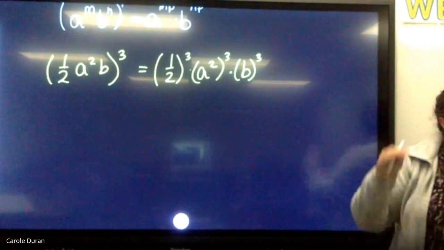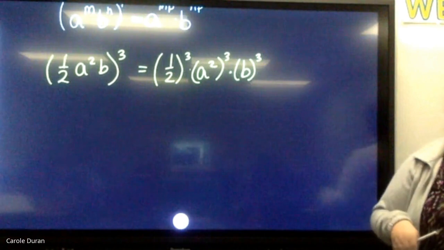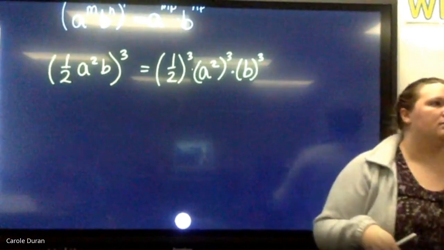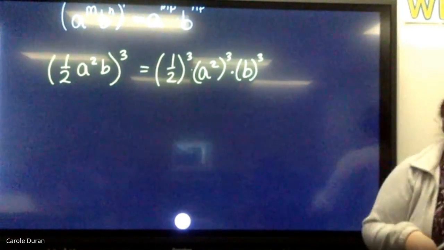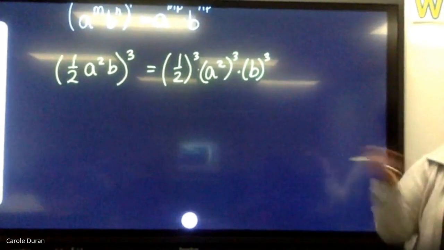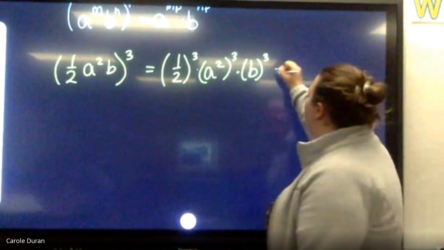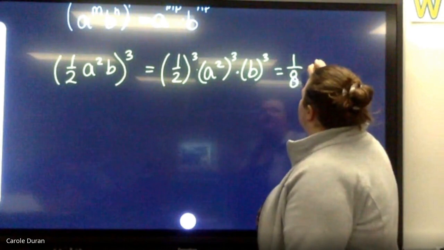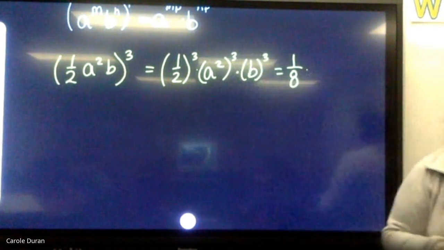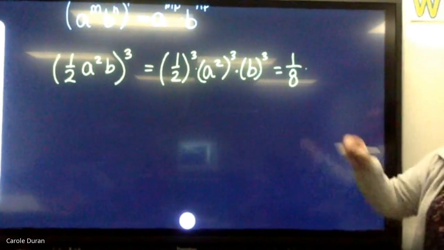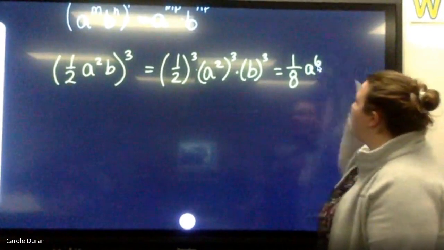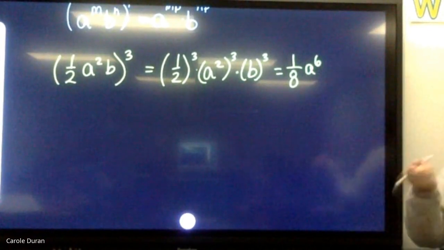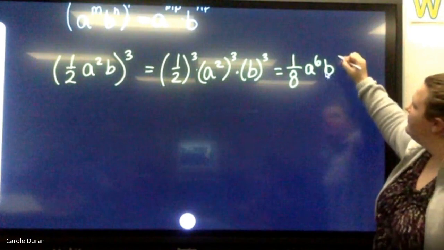1/2 cubed is the same as 1 cubed over 2 cubed. So what's 2 cubed? 2 times 2 times 2. 8. And 1 cubed is just 1. So this is the same as 1 over 8 times, what's a squared cubed? A to the 6. And what is b cubed? B cubed. There you go.